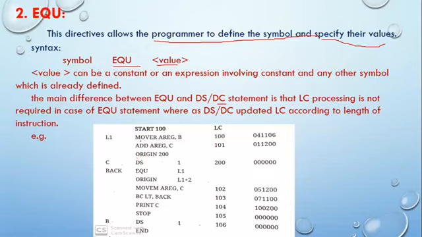We can see this example. We use here MOVER A, register B. We declare the L1 symbol at the location because it is the label. That's why the memory address corresponding to the symbol is nothing but 100. Now the next one is ADD A, register comma C. It is the next instruction. Then ORIGIN 200 is given there. That means the next instruction can change its address to 200. That means LC is updated from 101 to 200.